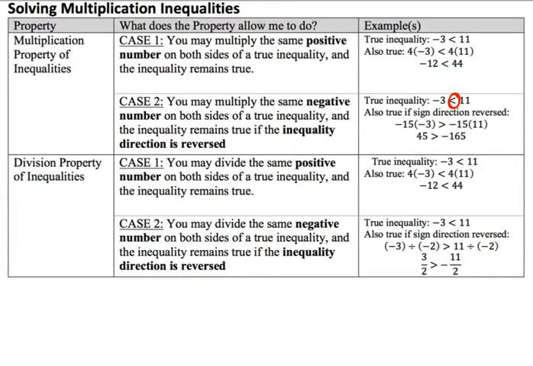Notice that it's less than or equal to, or just less than. Negative 3 is less than 11. It's also true if I multiply by negative 3 and switch the direction of the sign to be greater than. So that's the important thing. Now the same thing's true for the division property of inequalities.